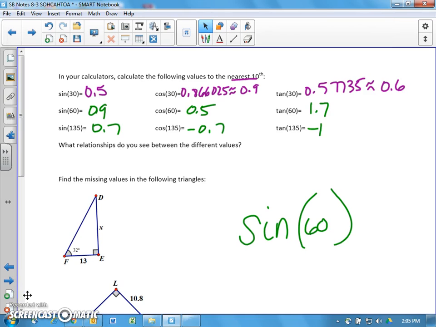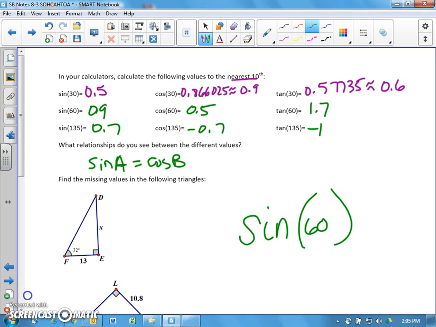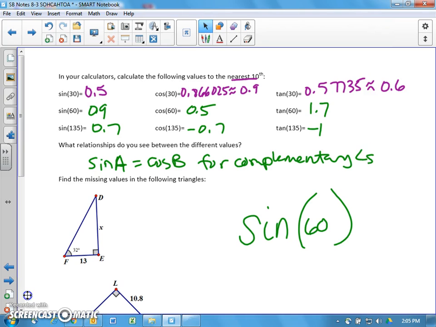Hopefully you got these correct. And when we talk about relationships, we can see that the sine of angle A is the same thing as the cosine of angle B for complementary angles. All right, so let's use this to solve some problems now.